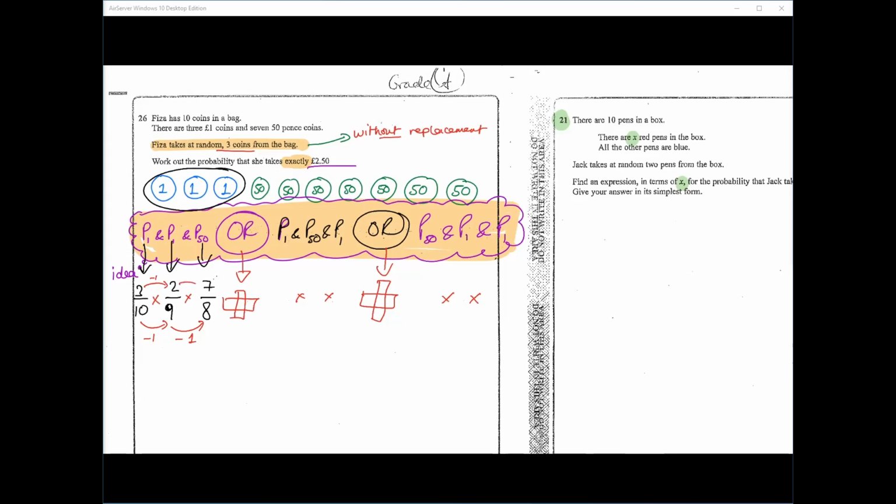Now, these 2 are not connected. I'll rub that off now to get it out of the way. Because the 7 is its own entity here. Look, 7. We haven't touched them. We haven't dipped into them yet. So that stays as 7.